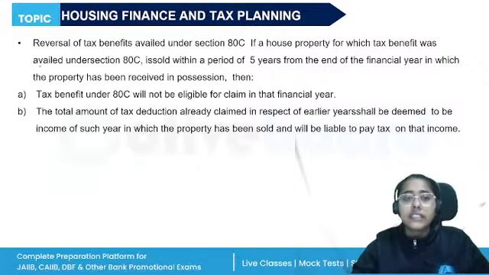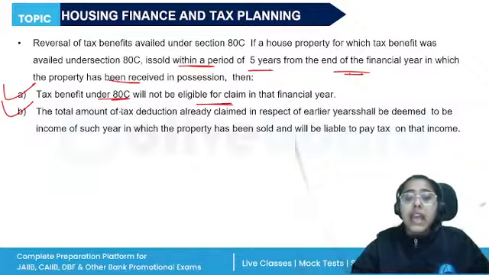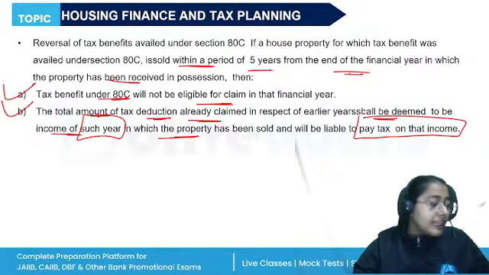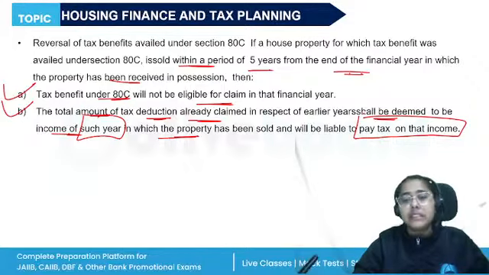We have already discussed the reversal of tax benefits if the property is sold within a period of 5 years from the end of the financial year in which it was received in possession. Then the benefit under 80C will not be eligible for claim, and the total amount of tax benefit already claimed in the earlier years shall be deemed to be income of the year in which the property was sold, and it will be liable to tax. So if you sell your property within 5 years, the tax benefits under section 80C will be reversed.